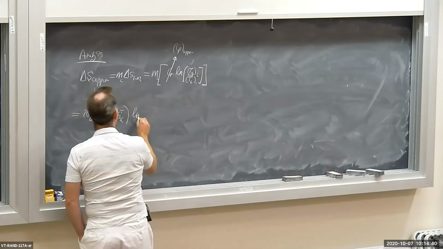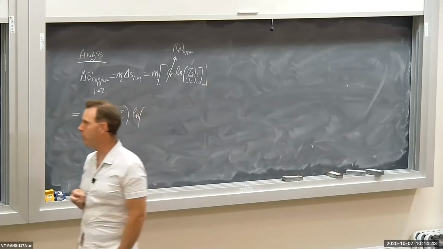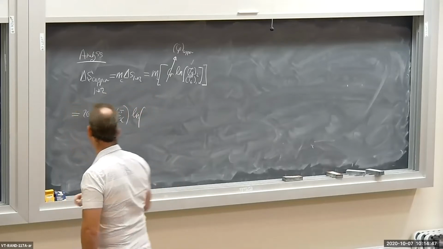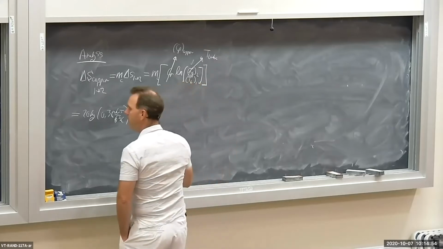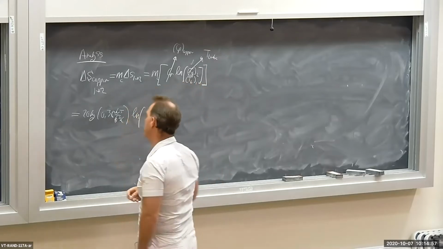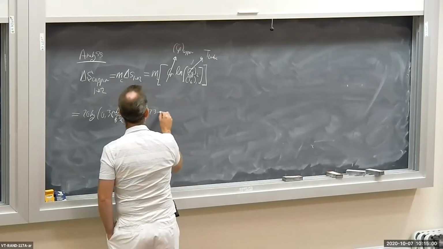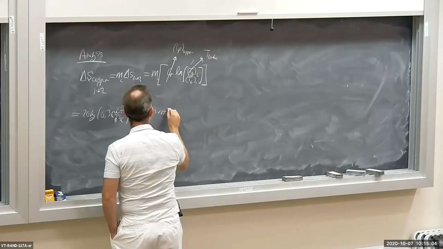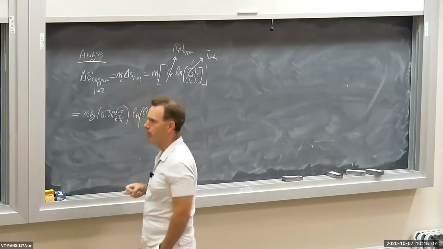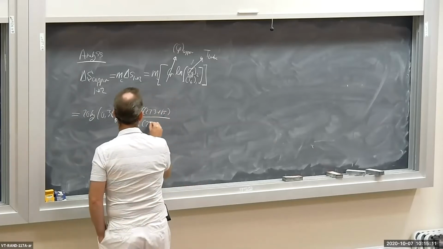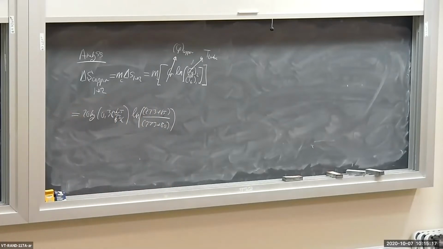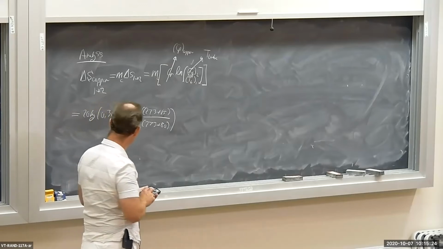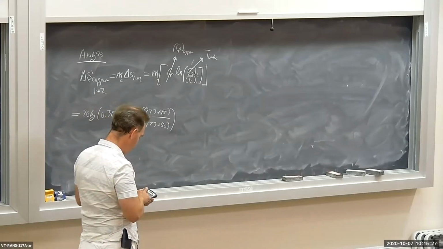And then I have natural log of T2 over T1 for the copper. The copper ends up at the lake temperature. So T lake is the final temperature, and the lake temperature is 15 degrees C, so plus 273. Then we have the initial temperature for the copper, which is 80 degrees, so that's 273 plus 80. And let's crank this out here: 20 times 0.38 times natural log.